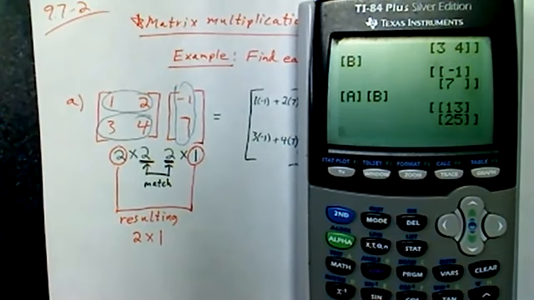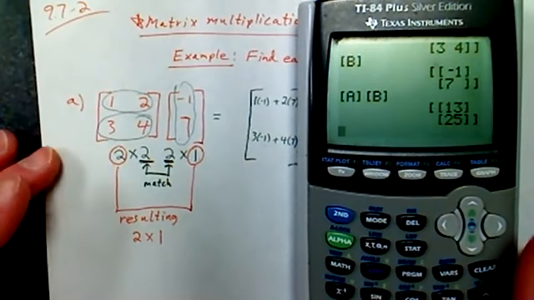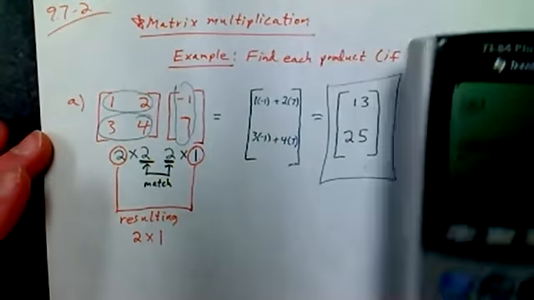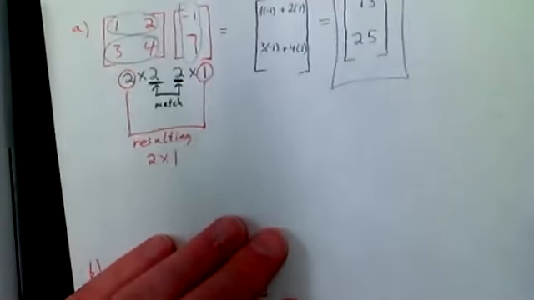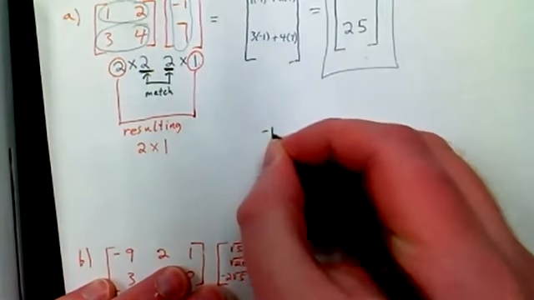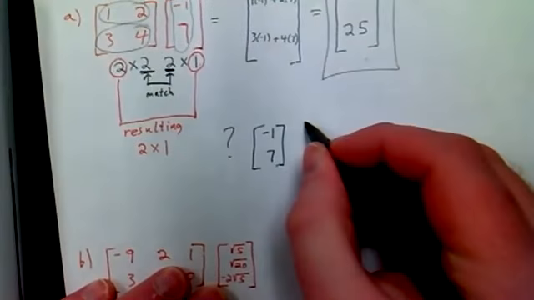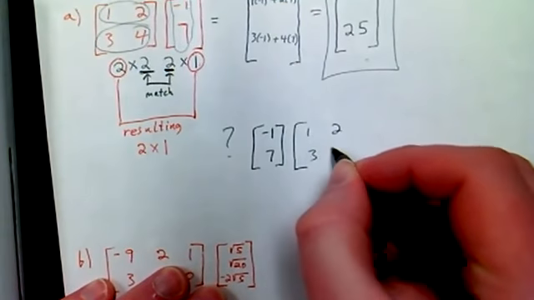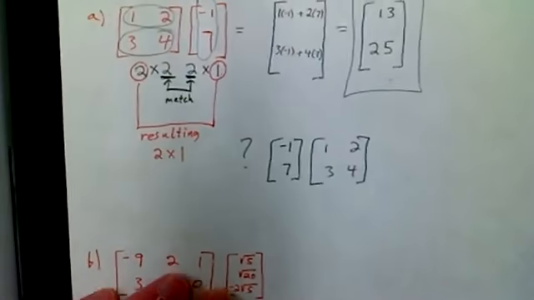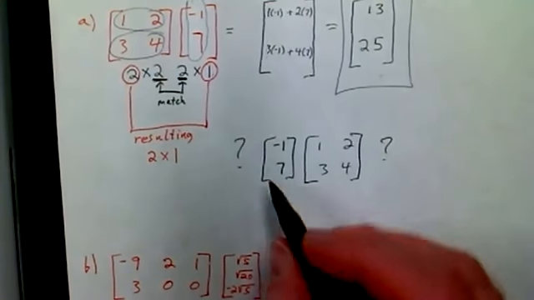Now, what if I want to do it the other way? Okay, see, we get 1325. What if I wanted to do it a different way? So what if I wanted to do -1, 7, okay, so here's a big question, times 1, 2, 3, 4. Okay. Well, here's the thing.